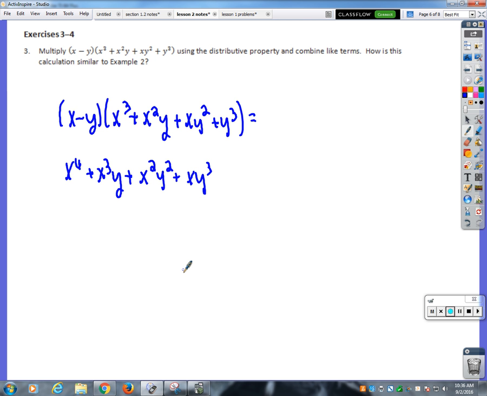Yeah. Okay. All right, and then I'm going to do the same thing with the negative y. So someone whose name is not Gage. What's negative y times x cubed?